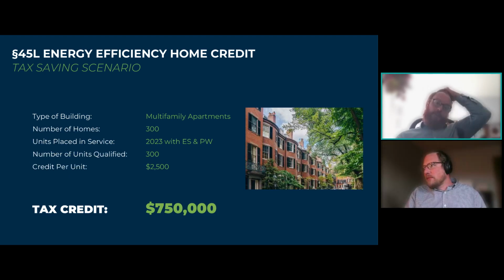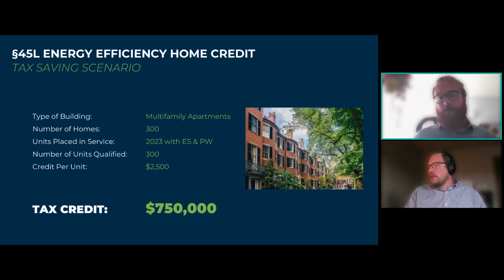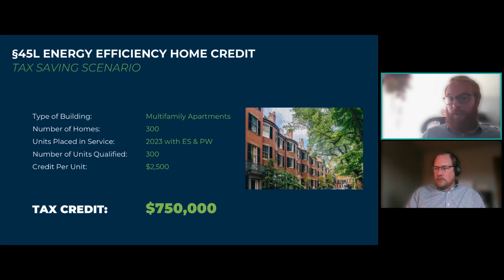So this is just an example of some multifamily apartments we've worked on. It was actually a LIHTC job in the greater Boston area. It was 300 units. It was pursuing Energy Star as well as prevailing wage, since it was part of their LIHTC requirements. So they were eligible for the full $2,500 per unit tax credit, which gave them $750,000.